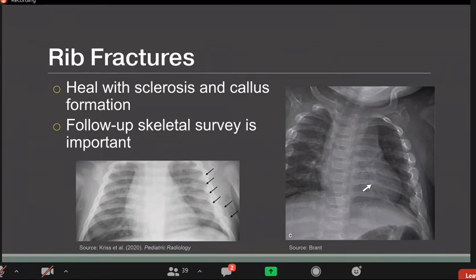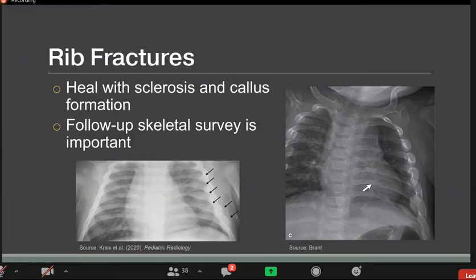Rib fractures heal with sclerosis and callus formation, and we can see that here there are multiple rib fractures, and there's abundant callus formation, making these rib fractures more conspicuous. But in the image on the right, we can see that there is an acute rib fracture with a thin lucent line, and this can make it easier to miss.